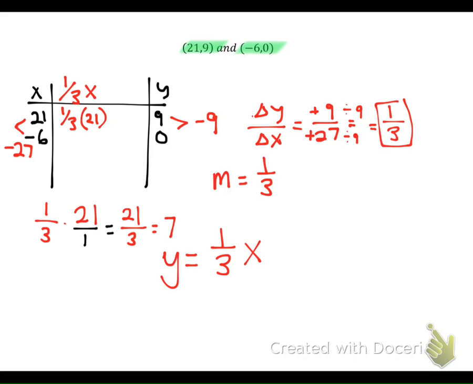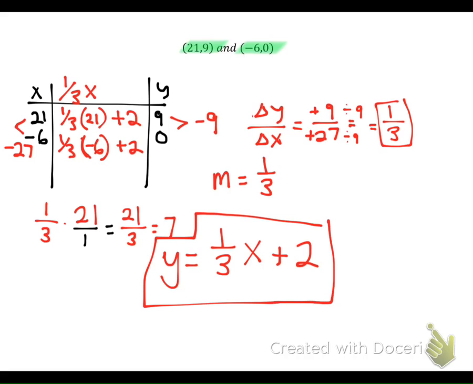Now I want it to equal 9 right here. So I need to say, well, what do I do to 7 to equal 9? I add 2. I test it out over here. Test it out with the second one. Let's see if it's still true. Negative 6 times 1 is negative 6. Negative 6 divided by 3 is negative 2. And negative 2 plus 2 is 0. And so I have my equation now: y equals 1/3 x plus 2. So that hits all the different ways that you're going to see equations and writing equations come out as you're working with it.